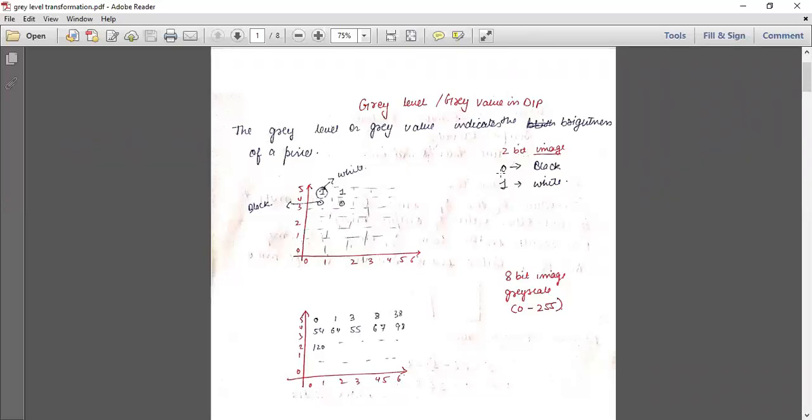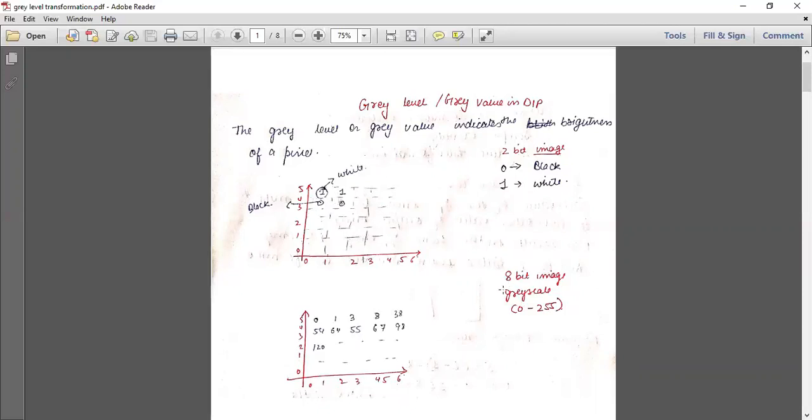As we know, there are two types of images, 2-bit image or 8-bit image. If we consider a 2-bit image, there are only two color pixels available. One is 0 for black and one is 1 for white. Suppose we have this pixel chart. Here we are displaying only two values, 1 and 0. So clearly 0 represents black color and 1 represents white color. So there are only two options available in this diagram.